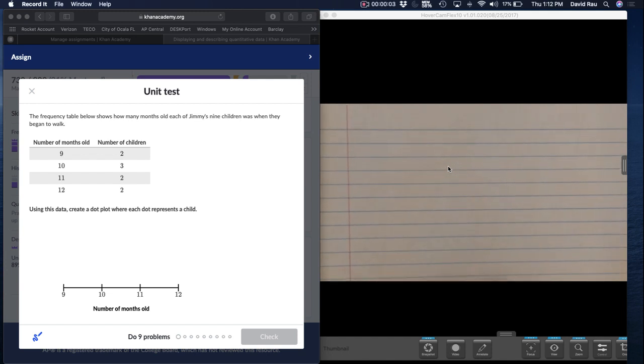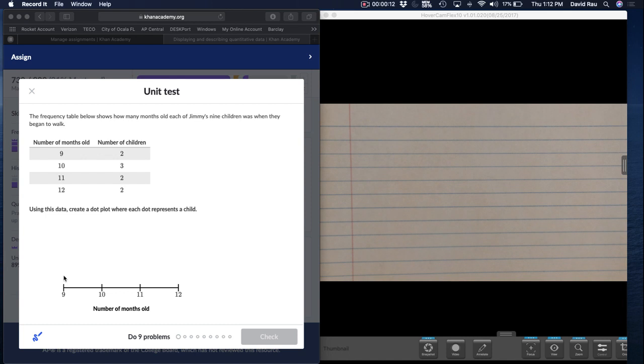Alright, here is our second Khan Academy unit test. This one is displaying and describing quantitative data. This one's probably going to go by a little bit quicker, so here we go.